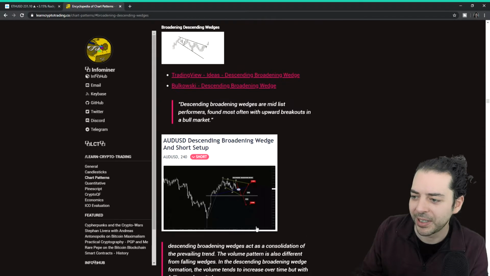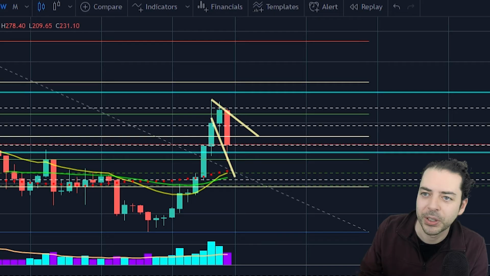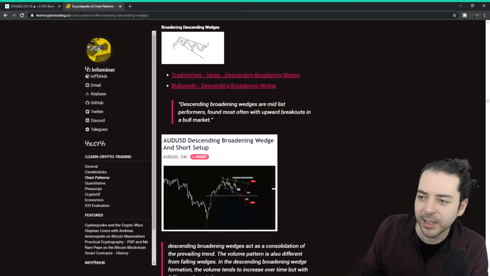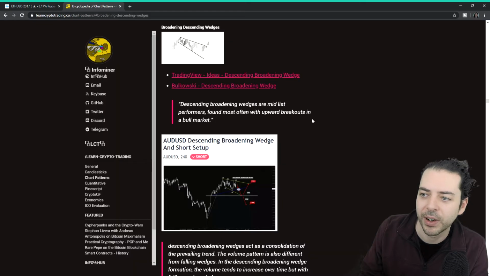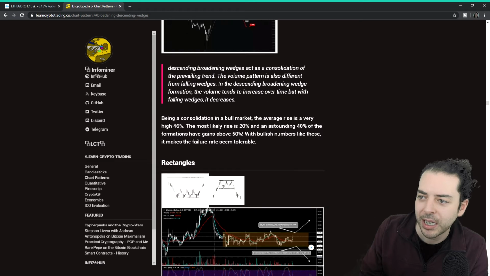Okay, so jumping out at me, descending broadening wedge, right? We can see it here, a descending broadening wedge. We've got that sort of a look to the chart, and if we look over here, well, maybe we've got something like that on the go. It's a mid-list performer found often with upward breakouts in a bull market. So we've had an upward breakout in this bull market over this year so far. So that's kind of tying up with that definition.